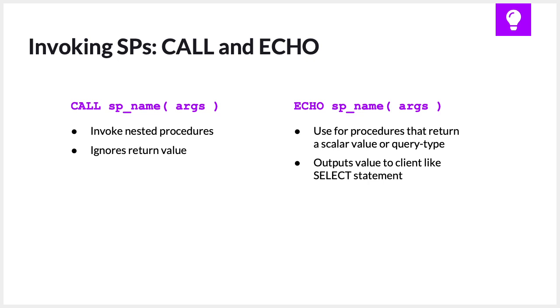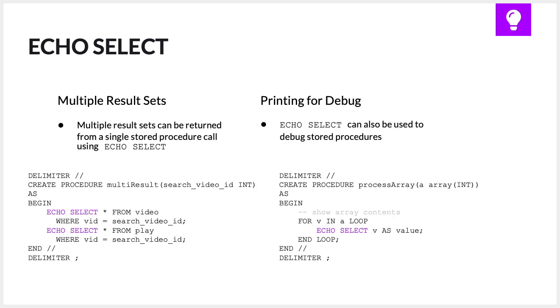The way that we just saw using call ignores the return value. So if you have a stored procedure that just needs to execute something with no return needed, you can use call. Echo, on the other hand, does return either a scalar or query type result. Echo selects are used within the body of the procedure and can be used for a number of different reasons, but primarily for multiple result sets and also for debugging. When debugging a stored procedure, an echo select can be used like a print statement that outputs to your console.